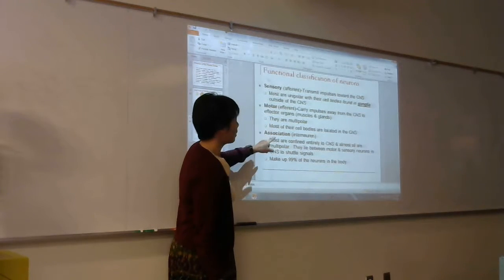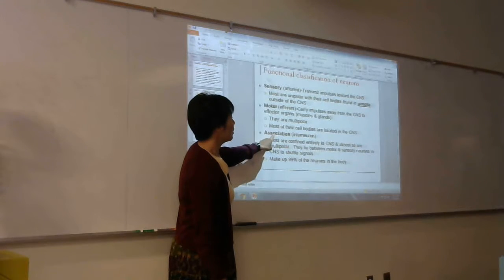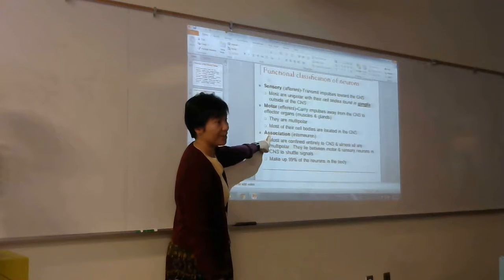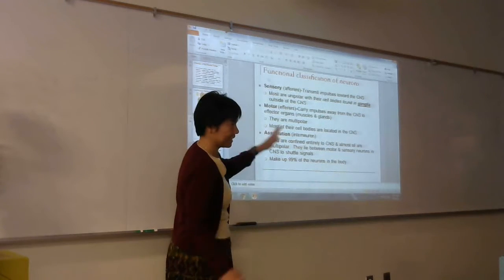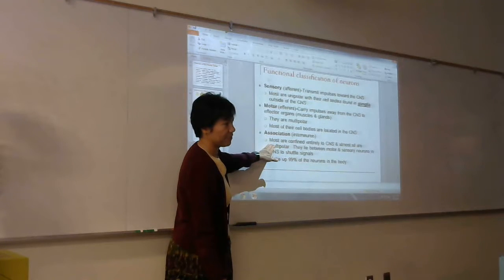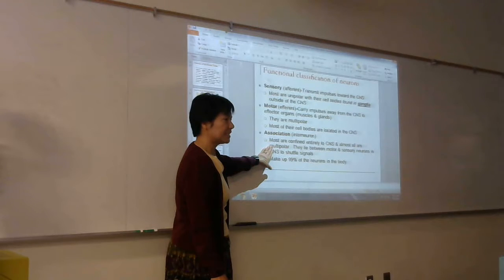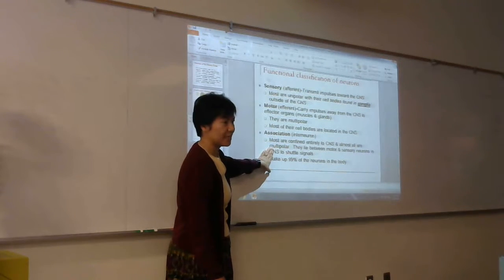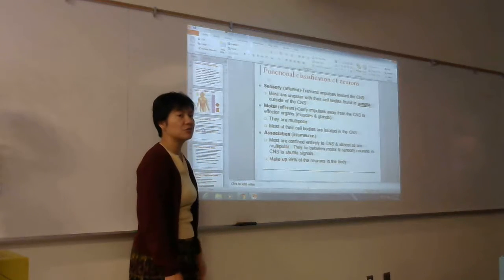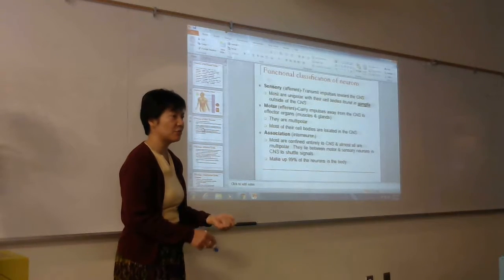The neurons of the CNS are called association neurons or interneurons or internuncial neurons. So they're the ones that connect the dots. They analyze the information. Okay? So if I ask you, give me the functional classification, I'm just wanting you to tell me, is this a sensory neuron, a motor?